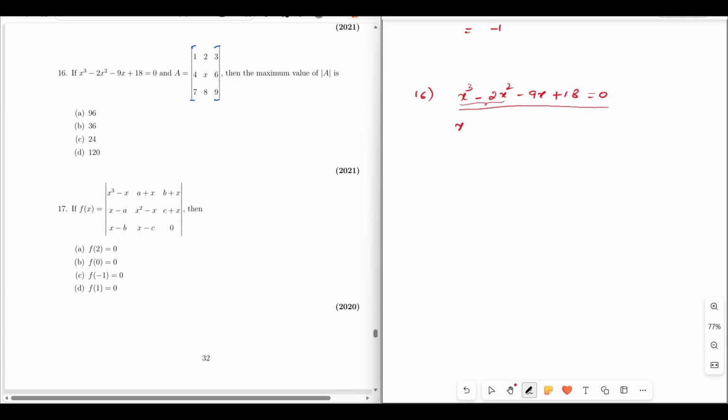What is common in that? X square is common, and you'll be left out with x minus 2. So now in these two, what is common? Minus 9x plus 18, minus 9 will take out as common, and you will be left out with x minus 2 is equal to 0.